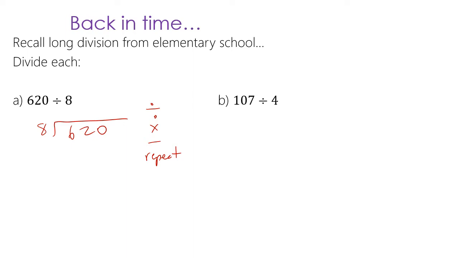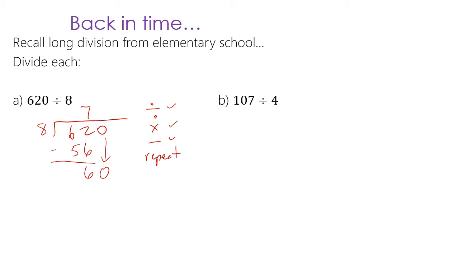Does 8 go into 6? No. So then you go into 62. Does 8 go into 62? Yes. How many times? 7. So there's our divide step. Now we multiply. And what do you multiply? You multiply 8 times 7 to get 56. Then you subtract. 62 minus 56 is 6. And the key step here is bring down the 0 and you repeat.